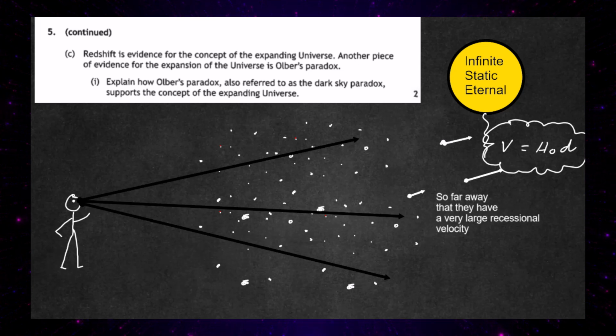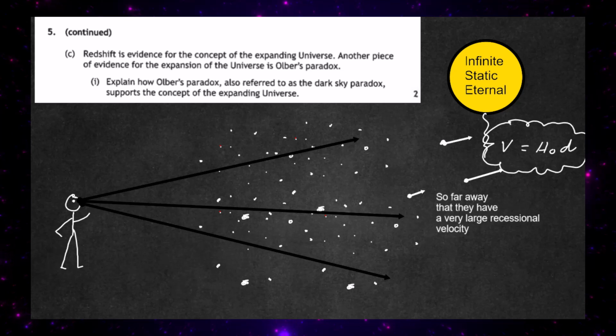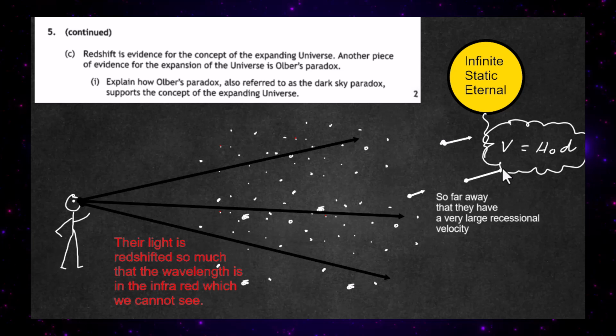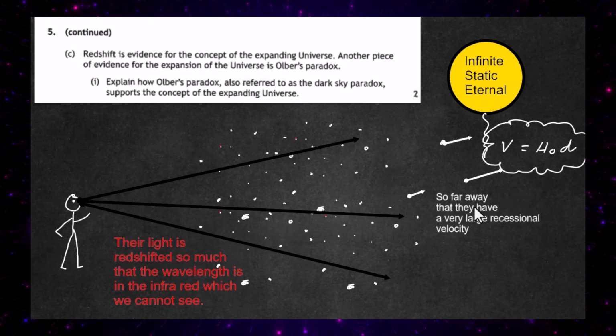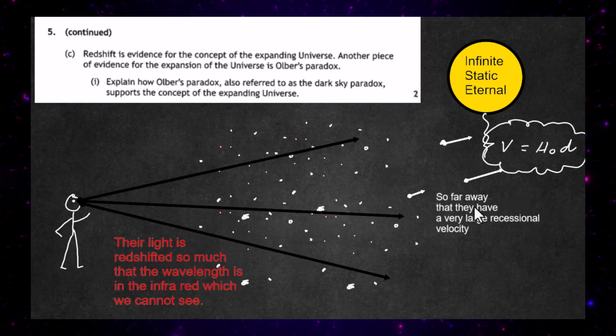So these stars at the edge of our universe, if there can be an edge to the universe, are travelling so fast, their recessional velocity is so fast, that their wavelengths are stretched out so that we can't see them. Their wavelengths are stretched into the red end of the spectrum so much that they're redshifted, and the wavelength is in the infrared, and of course we can't see infrared light. So that's a reason: because we can't see the light, it appears dark.